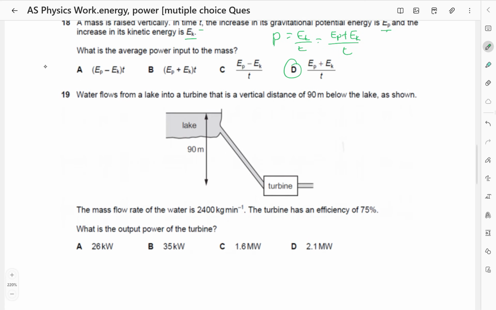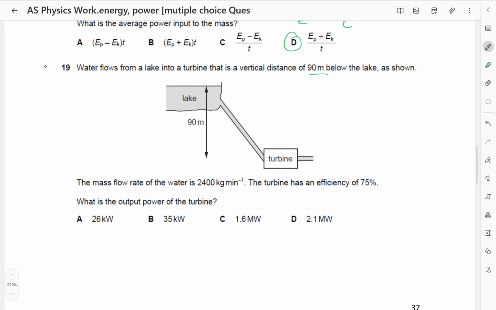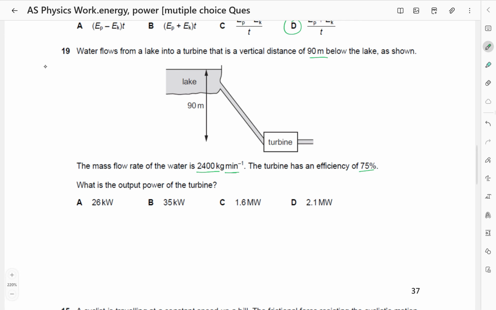Water flows from a lake into a turbine. That is a vertical distance 9 meters below the lake as shown. The mass flow rate of the water is 2,400 kilograms per minute. So this is the same as 2,400 kilograms divided by 1 minute, which is 60 seconds. The turbine has an efficiency of 75%. What is the output power of the turbine?